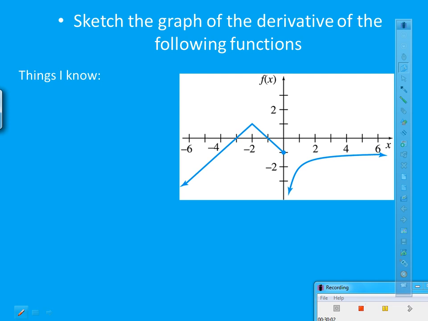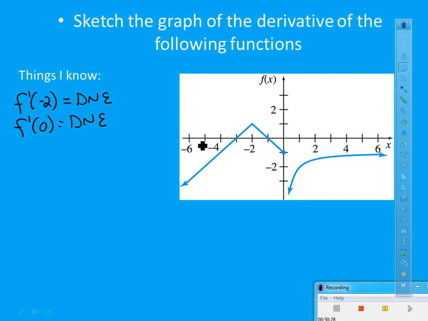Hey, look at this one. This one's an interesting one. It's going to have 3 pieces. Let me pick on it piece by piece. Some things that I know. I know that f prime of -2 does not exist because of that point. I know that f prime of 0 does not exist because it's undefined there. There's a break in the graph.